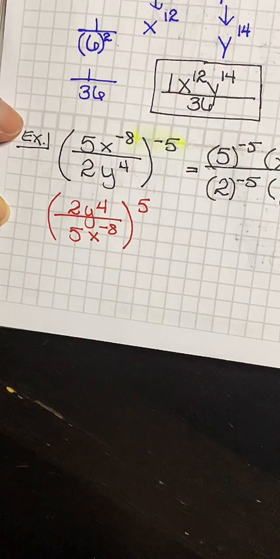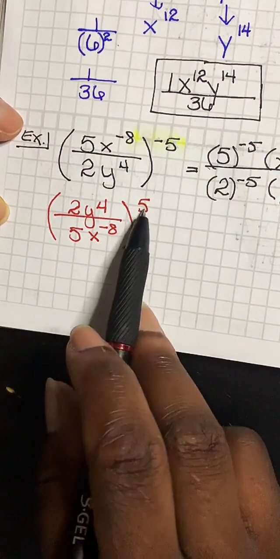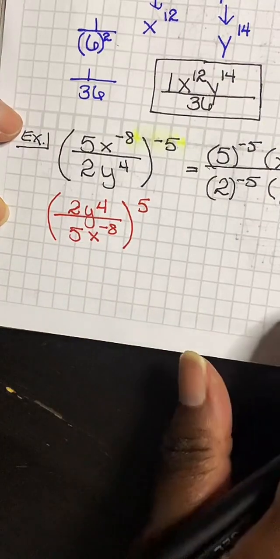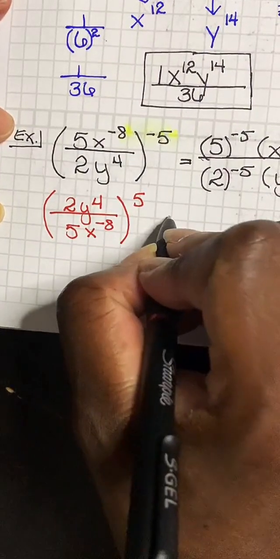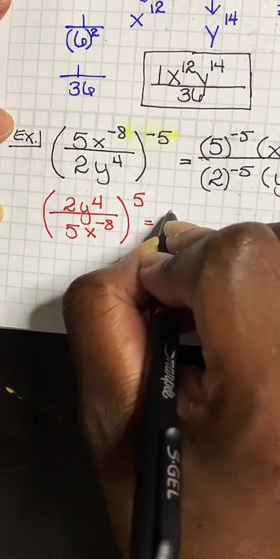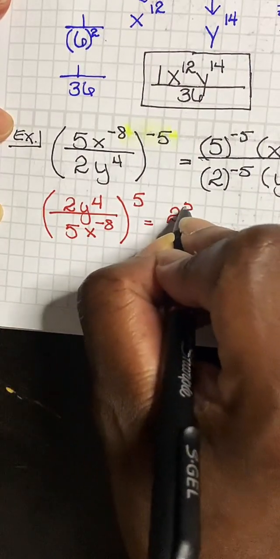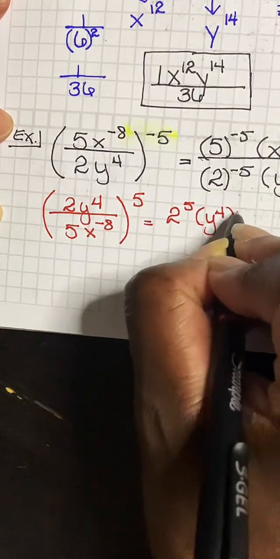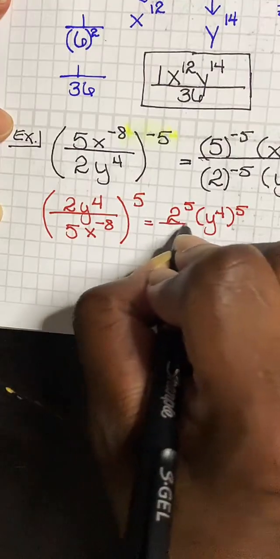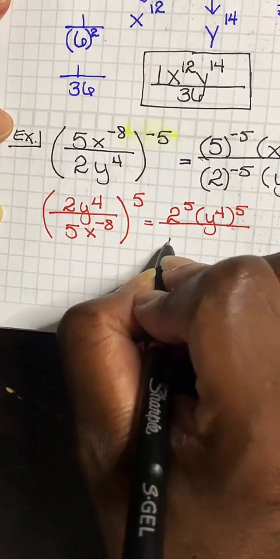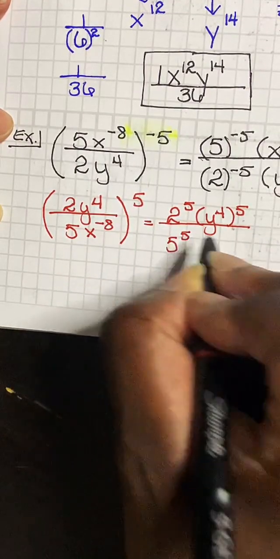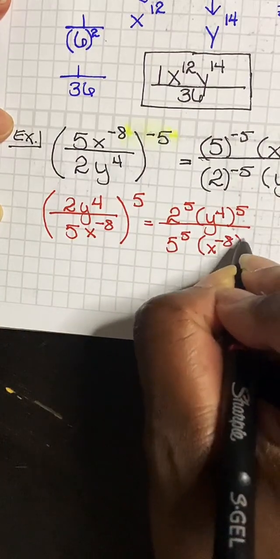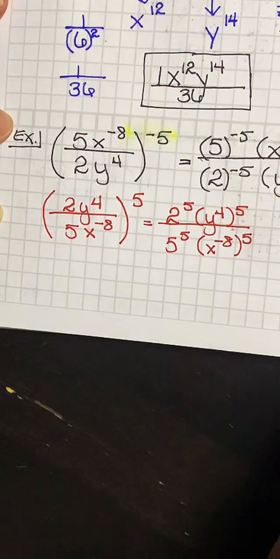So now we're going to raise everything to the 5th power. So that means the 2 is being raised to the 5th power. The y to the 4th is being raised to the 5th power. The 5 is being raised to the 5th power. And this x minus 8, that's being raised to the 5th power.